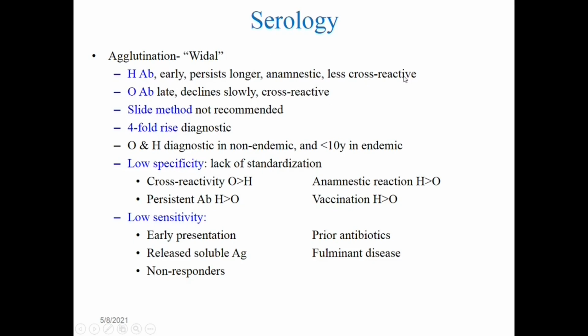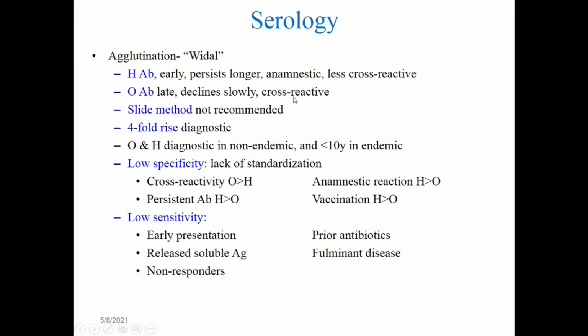Okay, they may be cross-reactive, but it's less. Okay, non-specific response may be there. O antibody will appear later compared to H, and it declines slowly. Maybe it can persist for 2 to 3 months. So remember that if a person is not having symptoms and your H antibody and O antibody is raised, it doesn't mean that the patient is suffering from active enteric fever, because these antibodies will last for some time.